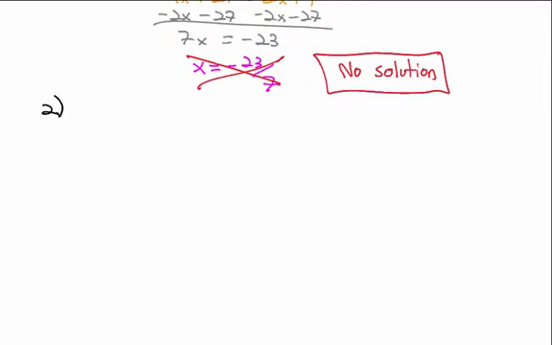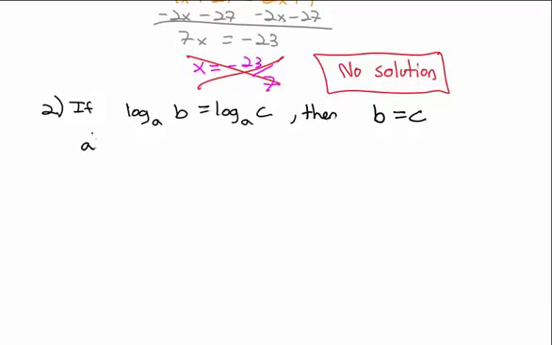Our second strategy is, if log base A of B equals log base A of C, we've got a log on both sides, then the insides are equal, so B equals C. This is kind of like saying if the bases are both equal, then the exponents are both equal. This is exactly the same process.